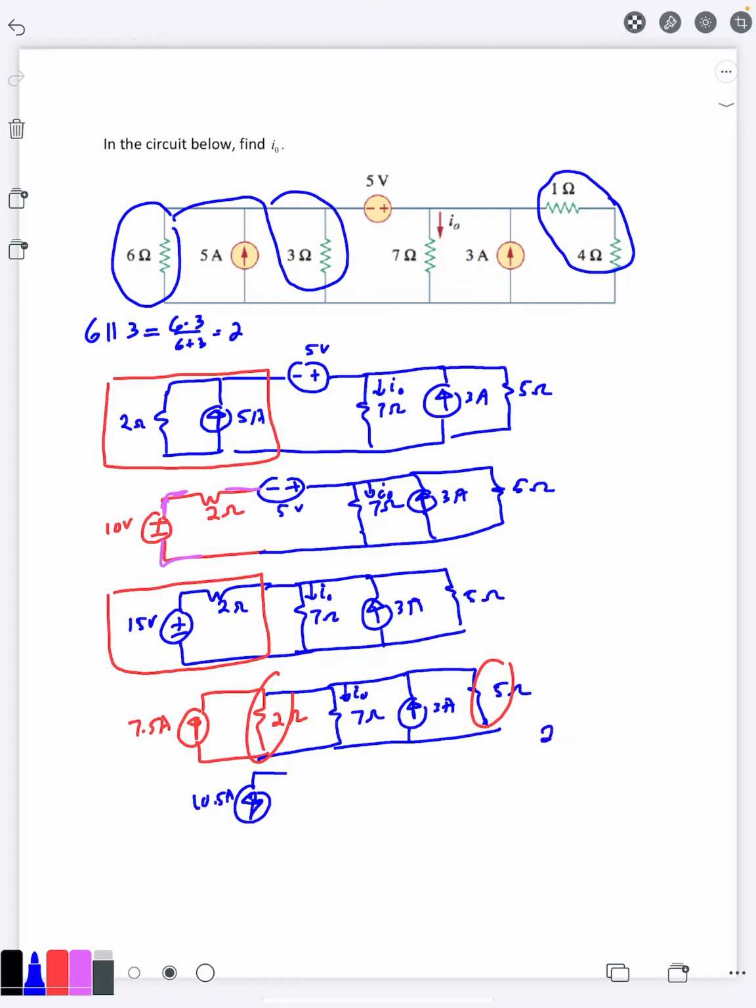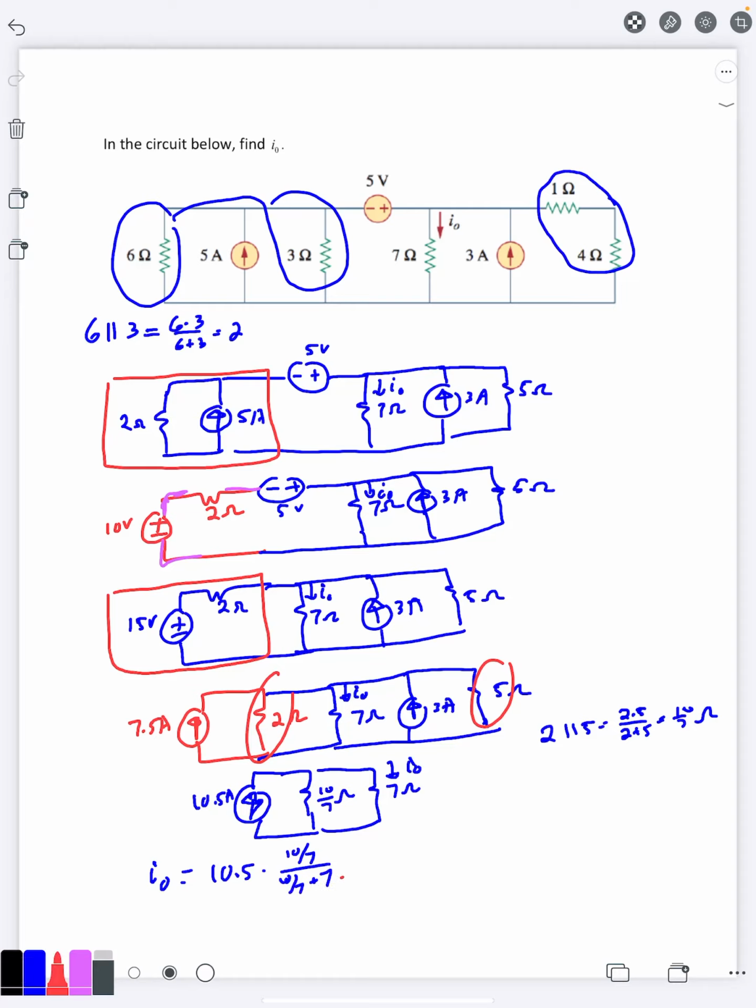So let's see, 2 parallel 5 is 2 times 5 over 2 plus 5. That's going to be 10 over 7 here. So we've got a 10 over 7 resistor there, and then we have the 7 ohm. And if I want to find I naught, I can go ahead and use current divider here: the total current times the resistance we're not at over the sum of the 2 resistors.